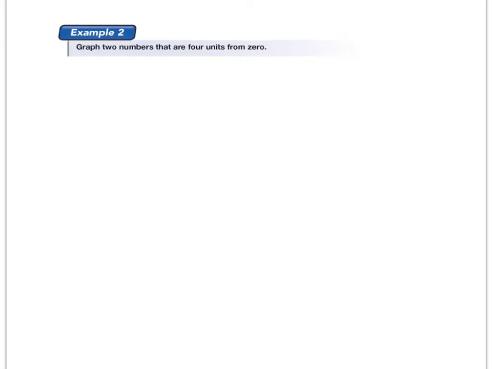Example 2 says to graph two numbers that are 4 units away from 0. So when we graph, here's what we want. We want a number line. When you draw your number line, make sure it's got arrows in both directions. And we want two numbers that are 4 units from 0. I'm going to go ahead and plop 0 down right in the middle of this number line. So I want to go 4 units this way. So I'm going to count 1, 2, 3, 4.